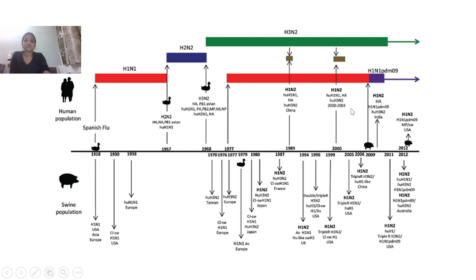Also, from 2000 to 2023 one strain was there, H1N2. Then again at different time periods, like 2005, H1N2 is there, 2006 H1N2 is there in China. There's the swine flu, a new strain, H1N1 PDM, which occurred in India in 2009, then 2011 USA again, then 2012 Australia, and again USA. So you can see the different timeline of these different kinds of influenza strains which came up, like COVID-19.